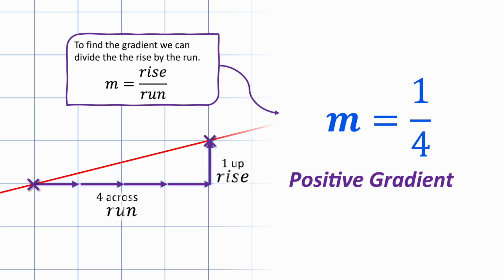I call this the rise divided by the run. The gradient is the rise divided by the run, where the rise is how far it goes up or down, and the run is how far it runs across. Rise divided by run.